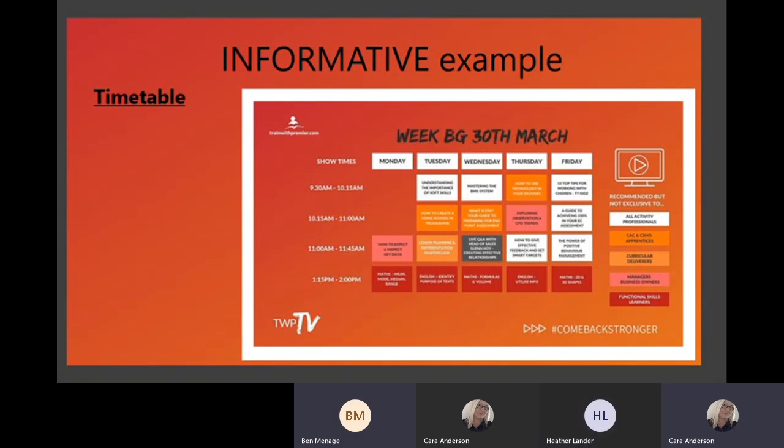It's saying who's leading what, for example. So it doesn't necessarily specify who's delivering them, but the color coordinated index bit down the right hand side does specify who it's for. So obviously those in white are for all activity professionals. The pinky ones are for business owners. So they're giving you that information, who it's for.